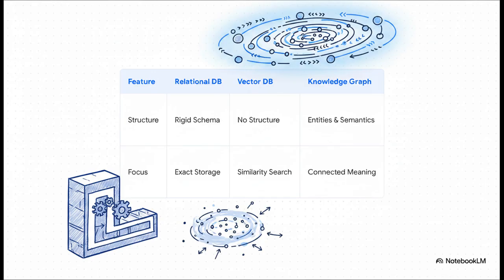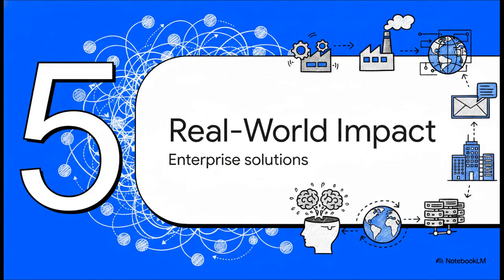Vector databases give you unstructured semantic similarity. But the knowledge graph sits alongside or right above them as a vital semantic layer. It provides the interconnected meaning, the entities, and the continuous evolution that the other two systems simply cannot offer on their own. Let's move to Section 5 and see how this builds into massive real-world problem-solving, real-world enterprise impact.